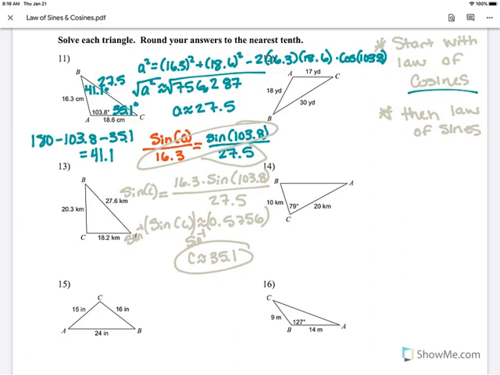So start with law of cosines, do law of sines, then what was the last thing we did, Kellen? You gotta find all the angles. Subtract. Yeah, subtract the other two angles from 180 degrees. So law of cosines, law of sines, subtract from 180 degrees.